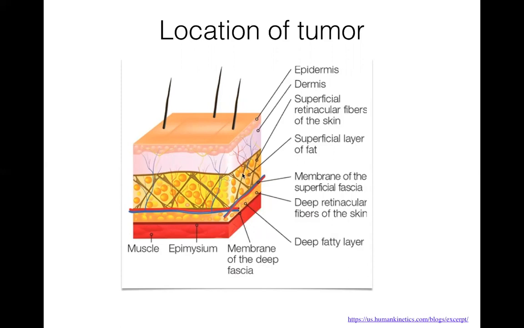So basically the superficial and deep fascia are there, and if the lesion is beneath the deeper layer of the fascia, that is the membrane of the deep fascia, then this is what is called a deeper lesion. In the cases of deeper lesions, as I said, the chances of being malignant are more.